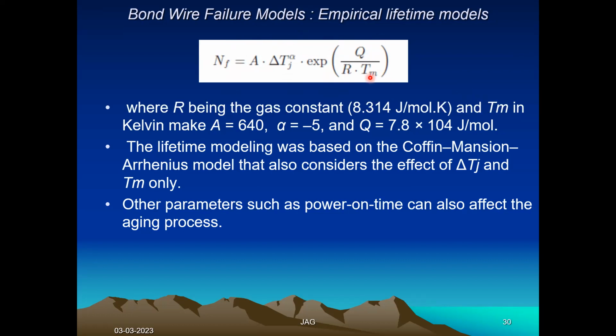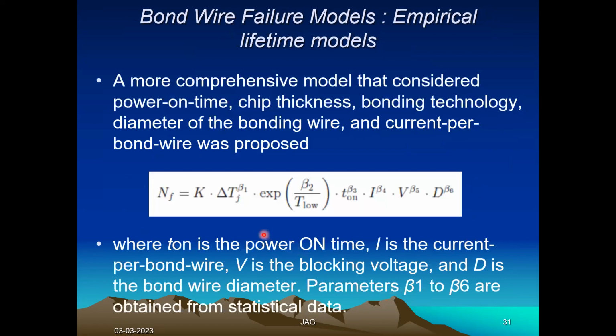So what can we do? We can improve the accuracy of this calculation by adding such logical, scientific parameters. This is how I have modified it: K delta Tj to the power beta 1, exponent of beta 2 by temperature, into T on to the power of beta 3, I current to the power of beta 4, voltage to the power of beta 5, and duty ratio to the power of beta 6. You see, I have considered all these electrical parameters in the empirical relation. I am sure that this prediction will be much better because we have taken many more parameters into account.